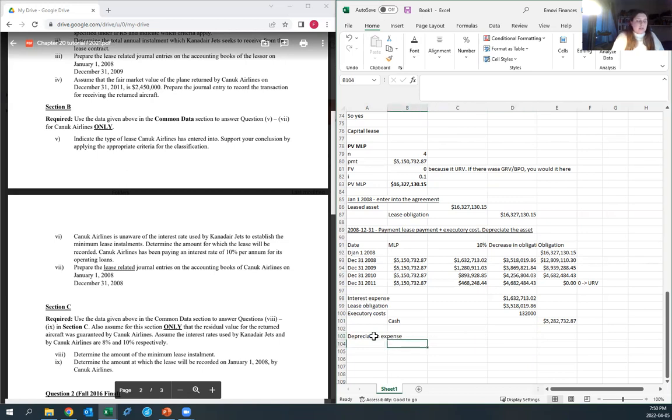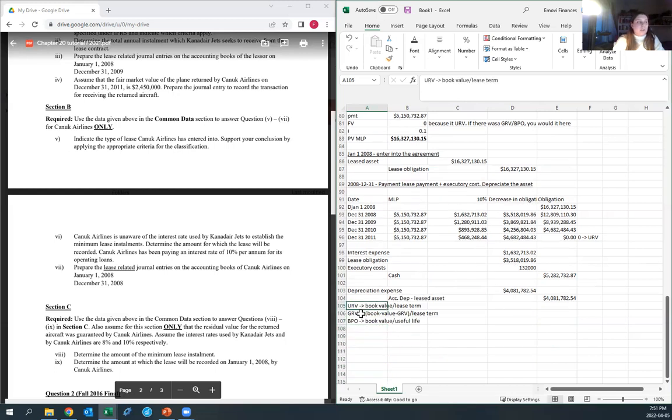Then for the depreciation expense, it's quite simple when there's an unguaranteed residual value, because you just take your book amount for the asset divided by the lease term. So if you have an unguaranteed residual value, it's book value divided by lease term. If you have a guaranteed residual value, it's the book value minus the guaranteed residual value, divided by the lease term. And if you have a BPO, it's going to be the book value divided by the useful life of the asset. So the formula changes depending on which one you have at the end.